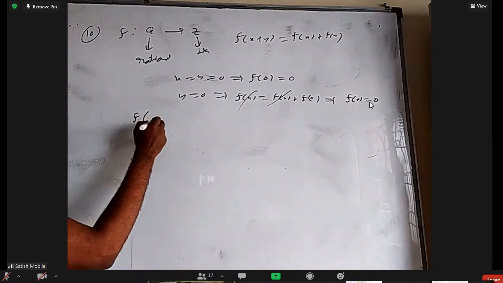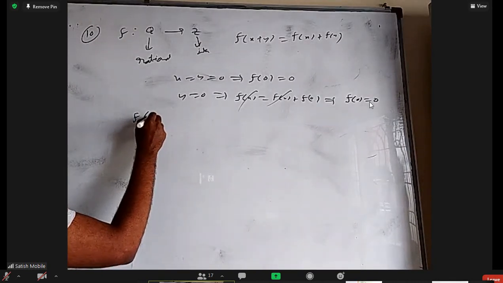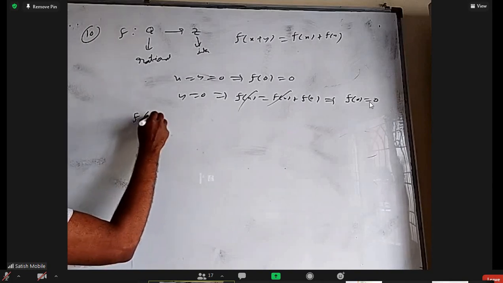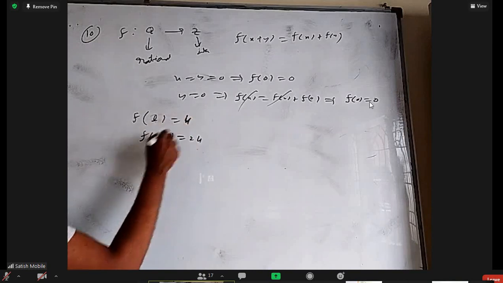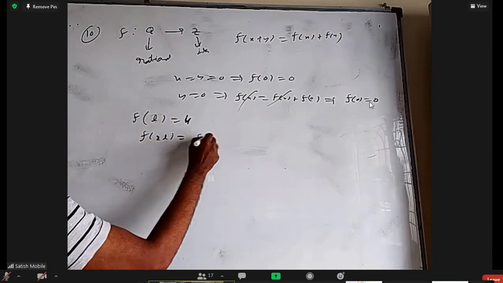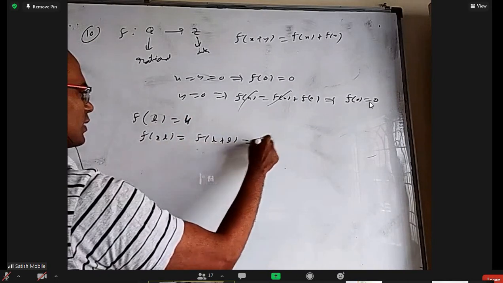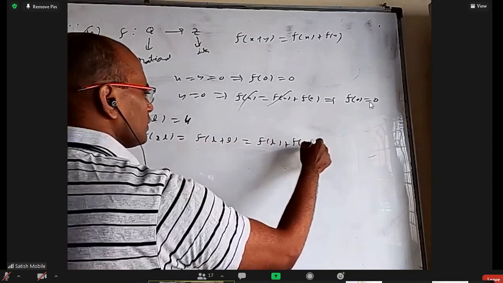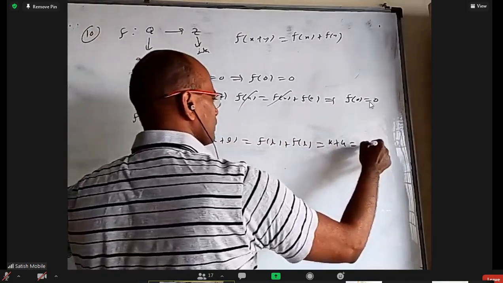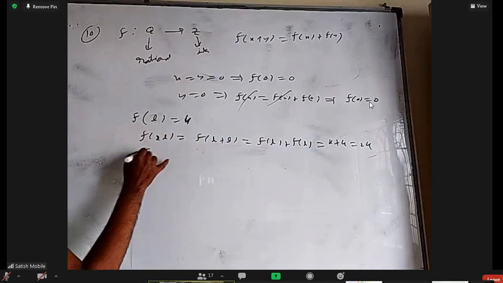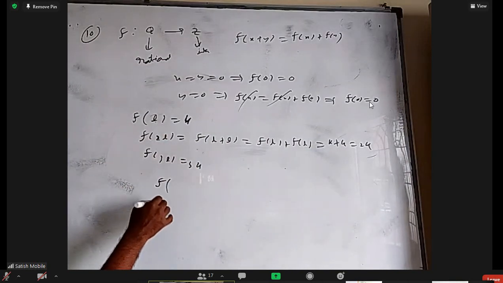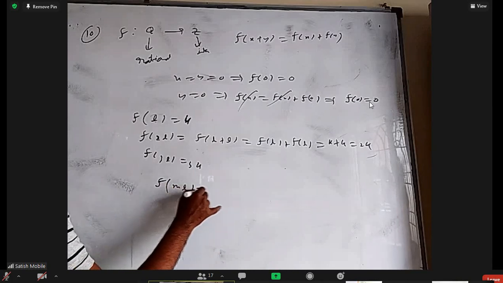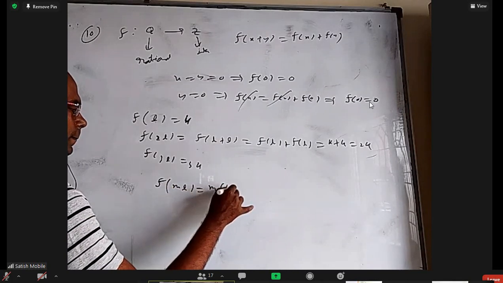Next, if for example f of L is k, f of 2L will be 2k, because 2L means you can write f of L plus L, that is f of L plus f of L, that is k plus k, 2k. Similarly, f of 3L will be 3k. So I can tell f of mL will be m into k.